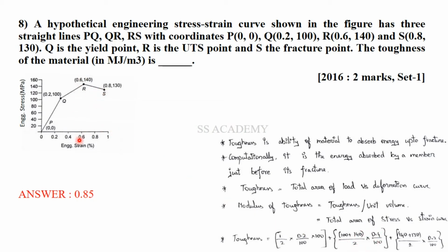And again RS, and this up to the bottom. Here also I have considered it as a trapezium, (140 plus 130) by 2 into 0.2 by 100, and you will be getting 0.85 as the answer. That is, the toughness is 0.85 megajoule per meter cube.